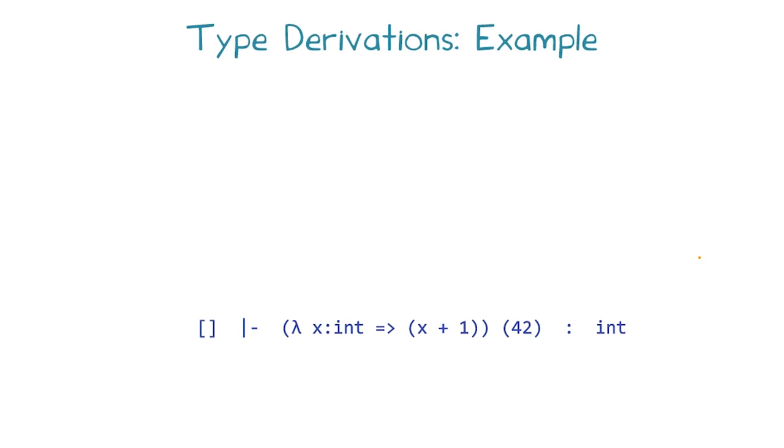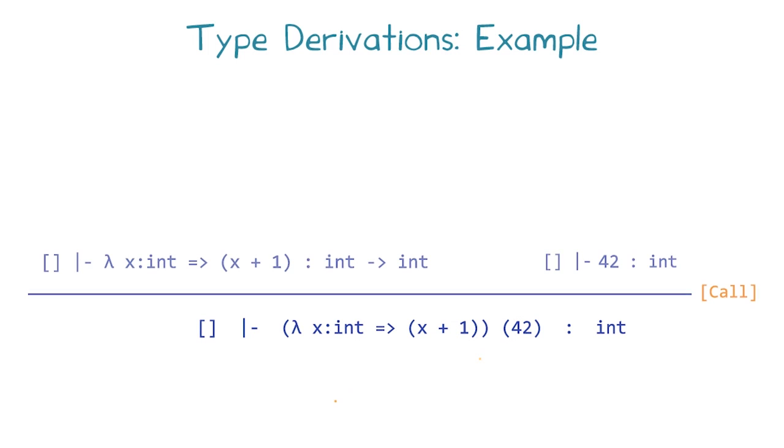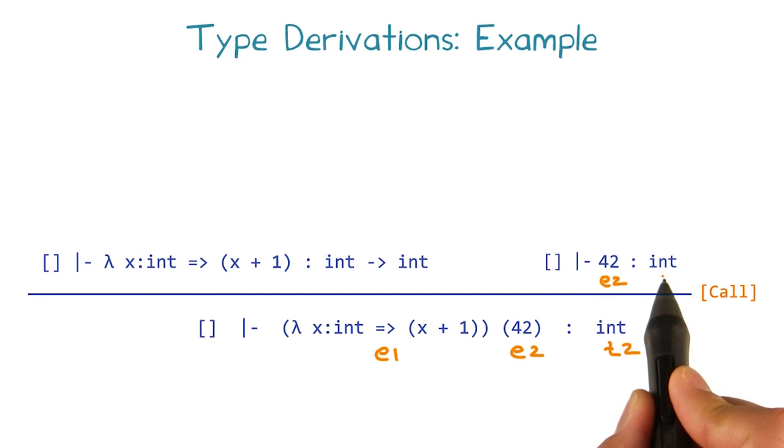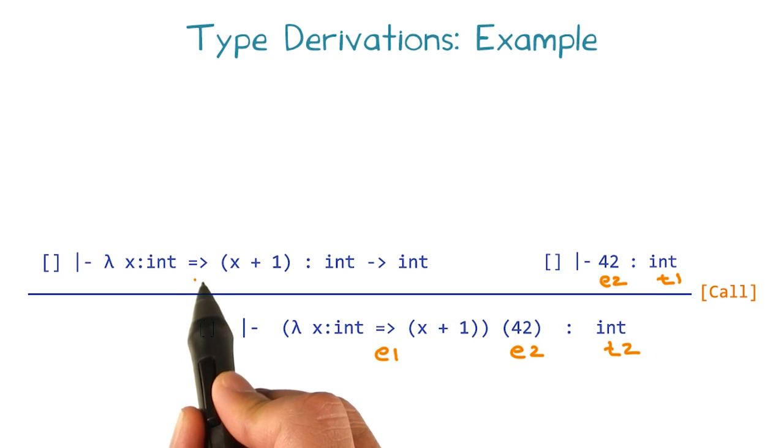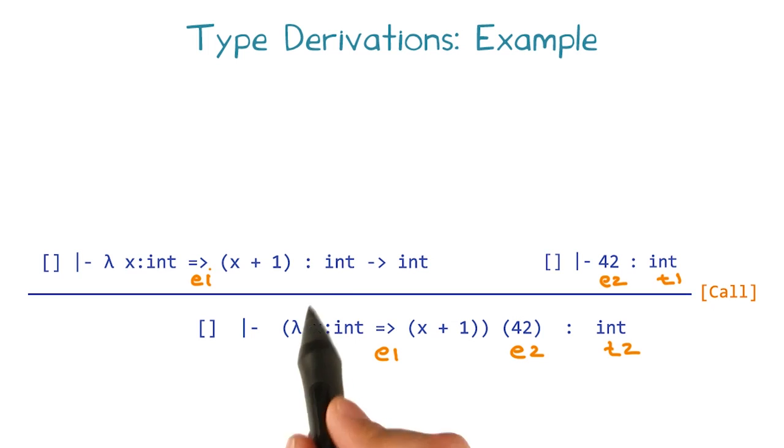In this slide, we will use our 5 schemas to derive the type of the program: lambda x of type int yields x plus 1, applied to 42. See the instructor notes for a list of all the schemas for this language. We will work from the bottom up, checking to ensure that each single derivation fits the template for one of the rules we previously defined. The call rule schema requires that if applying expression E1 to expression E2 yields a type T2, then expression E2 must be of type T1 and expression E1 must be a function mapping T1 to T2.